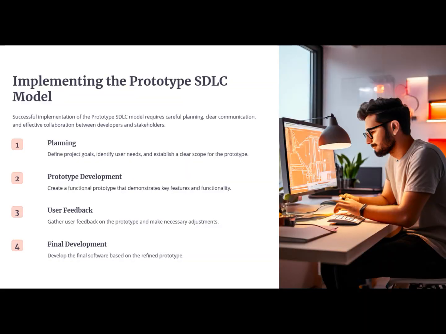Implementing the prototype SDLC model. Successful implementation of the prototype SDLC model requires careful planning, clear communication, and effective collaboration between developers and stakeholders. 1. Planning. Define project goals, identify user needs, and establish a clear scope for the prototype. 2. Prototype development. Create a functional prototype that demonstrates key features and functionality. 3. User feedback. Gather user feedback on the prototype and make necessary adjustments. 4. Final development. Develop the final software based on the refined prototype.